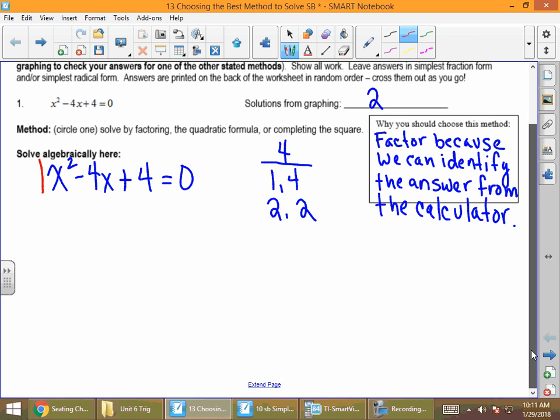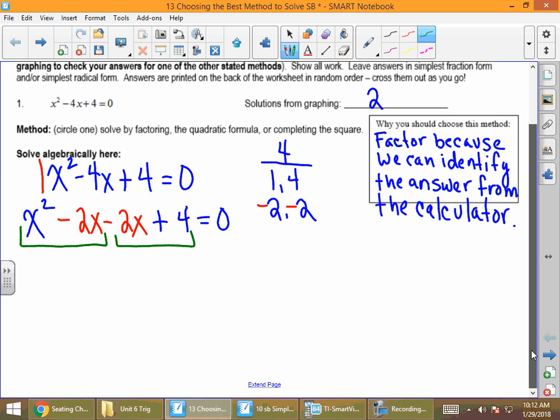And if we put in this as negative 2 and negative 2, as we split the middle here, we're going to write down our x squared and we're going to write down our positive 4. And then it's going to be minus 2x and minus 2x. And now, here, and here as we group. And our greatest common factor in the first group between x squared and 2x is simply x. And we're left with x minus 2.